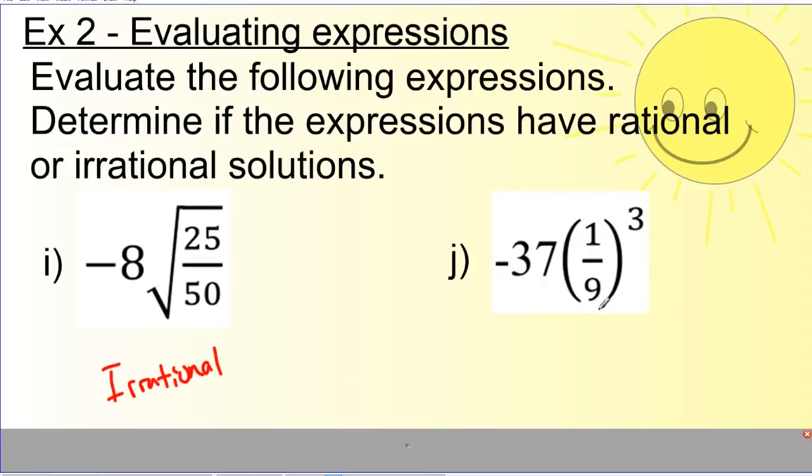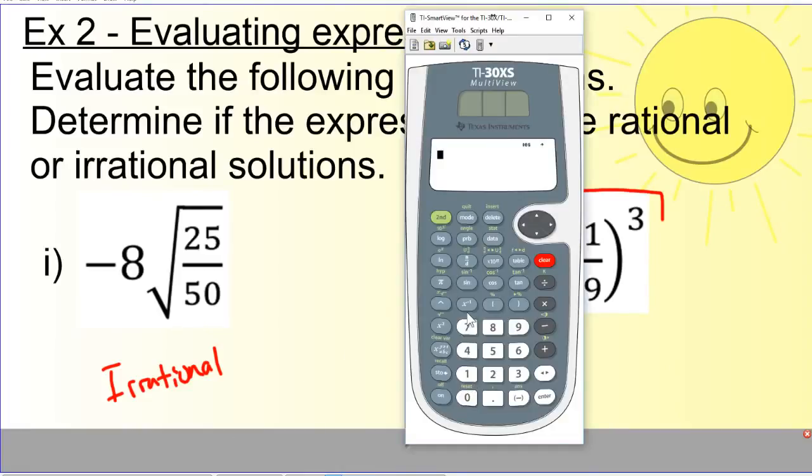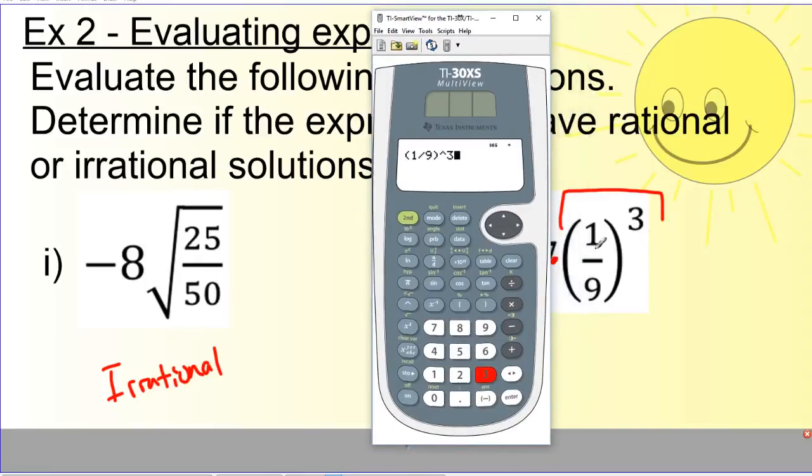Letter J. This is -37 times 1/9 to the third power. Now, this 1/9 to the third power is a little bit tricky. If we type it in the calculator, I want to make sure I use parentheses: 1 fraction 9. And then to do the exponent here, we're going to use this caret key. Above the x squared button, there's this little up arrow. It's called a caret. If we hit that, whatever number we click now becomes the exponent. If I put 3, this is 1/9 to the third power.